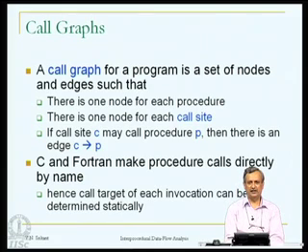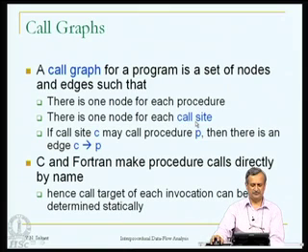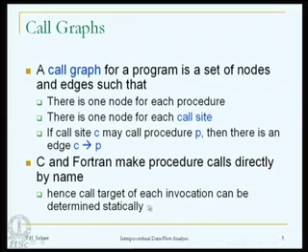So, let us start looking at the analysis itself. We need to understand what exactly is a call graph. A call graph for a program is a set of nodes and edges as usual, because it is a graph. There is one node for each procedure, there is one node for each call site, and if call site C may call procedure P, then there is an edge from C to P. I will show you an example very soon. C and Fortran make procedure calls directly by name. Hence the call target of such an invocation can be determined statically, otherwise, as I already mentioned, you cannot do that.